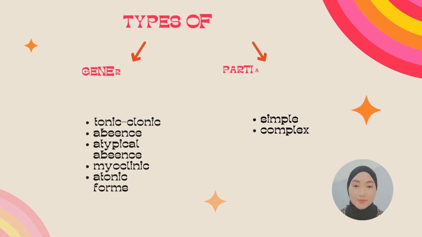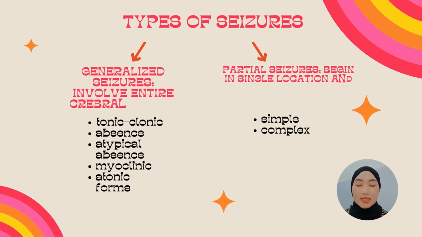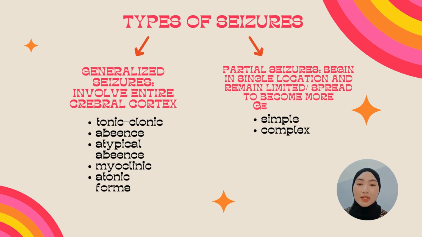There are 5 types under the category of generalized seizures. The first one is tonic-clonic, the second one is absence, the third one is atypical absence, the fourth one is myoclonic, and the fifth one is atonic forms. For the partial seizures, there are only 2 types, which are simple and complex partial seizures.